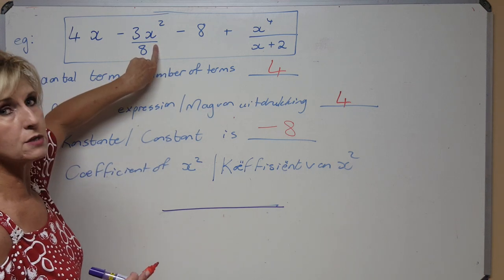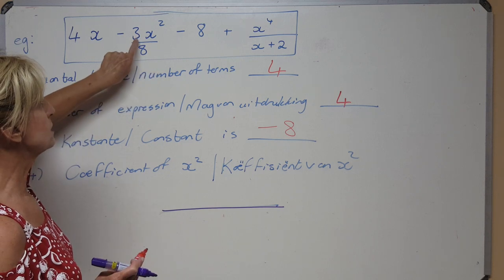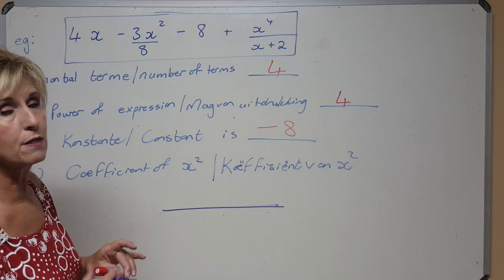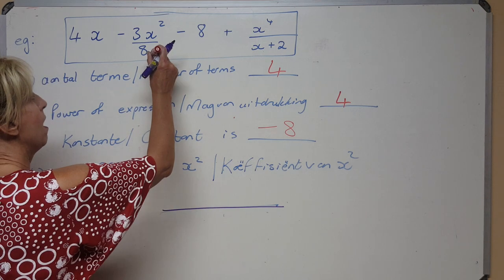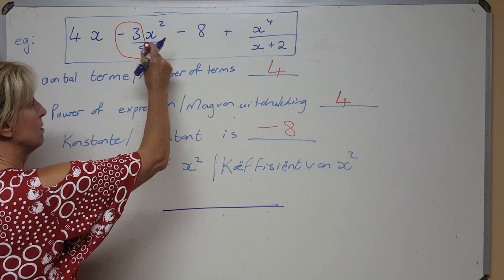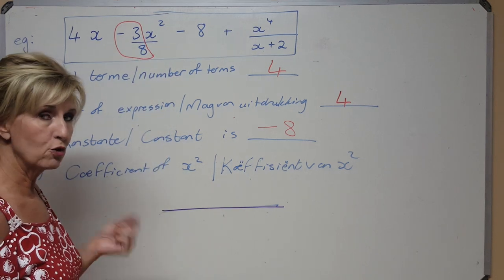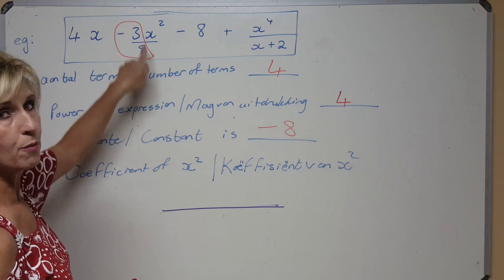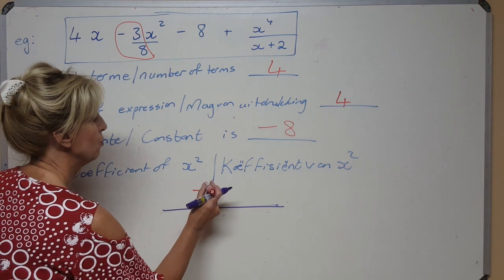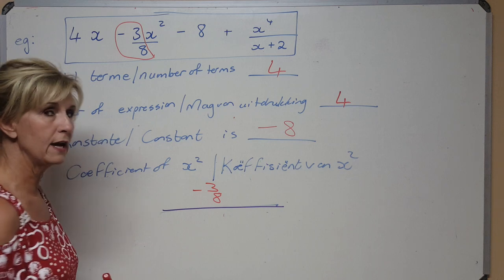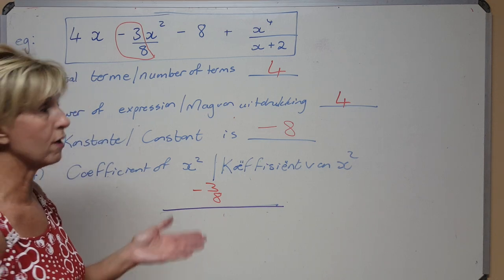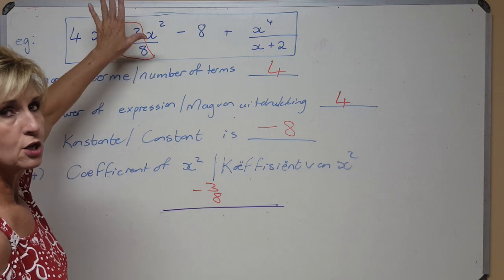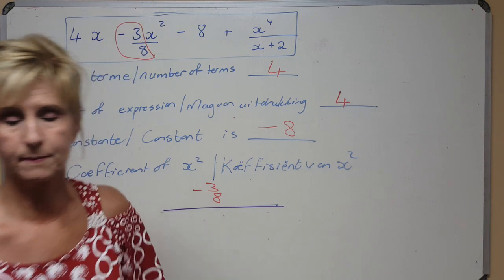See why I'm asking it, because it's difficult. It's not just 3. It's not just 3 over 8. It's negative 3 over 8. Everything in front of the x square. Alles wat voor die x kwadraat staan is sy koëffisiënt. En sien jy hoekom ek jou dit gevra het? Want hy is die uitvang enetjie. Dis nie net 3 nie, dis nie 3 op 8 nie, dis minus 3 op 8. So if you only write 3 over 8, it's wrong. Only 3, it's wrong. Everything, the whole number in front of the x square is called the coefficient.